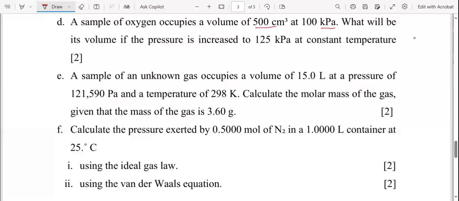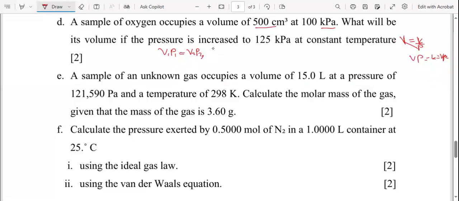So constant temperature talks about Boyle's law, where volume is proportional to 1 over P, meaning that there is a constant there. So multiplying, PV is constant. So P1V1 can produce P2V2. This means that Boyle's law says P1V1 is equal to P2V2. So this is the relationship for Boyle's law.